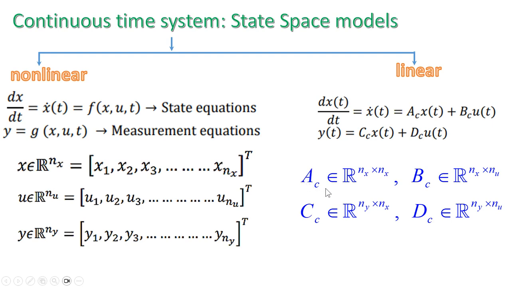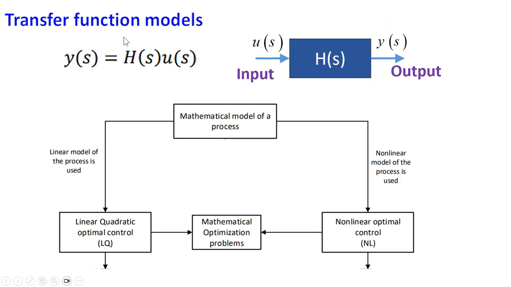The state space model, both linear and nonlinear, will be used in this course. So we will have a much larger focus on this type of model structure. However, just to mention that MPC is also suitable for transfer function model. A transfer function model is represented as follows, where h of s is the transfer function, s is a Laplacian variable, and this model is in Laplacian domain, which is a frequency domain. The transfer function h of s transforms the input u of s to the output y of s.